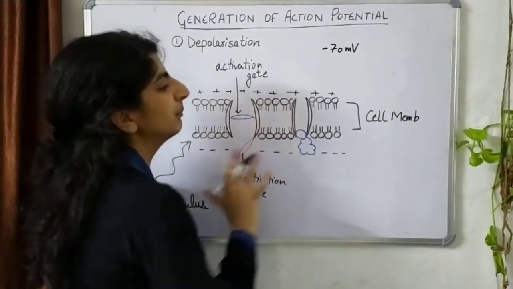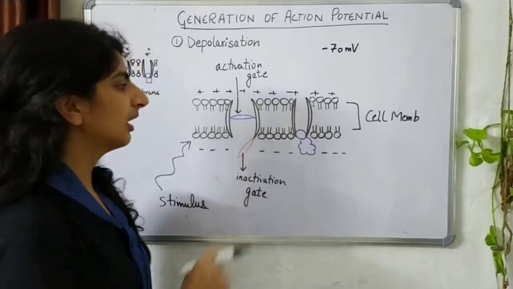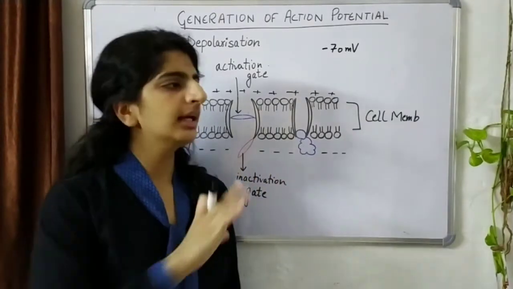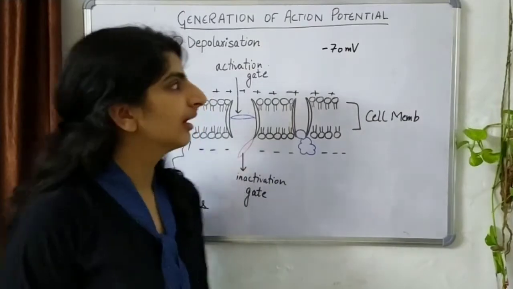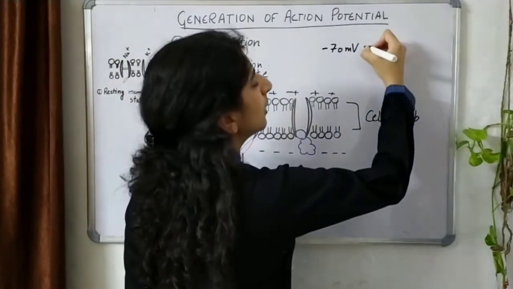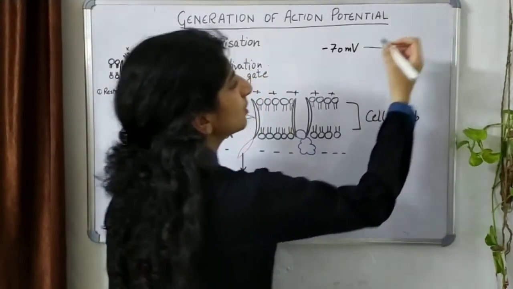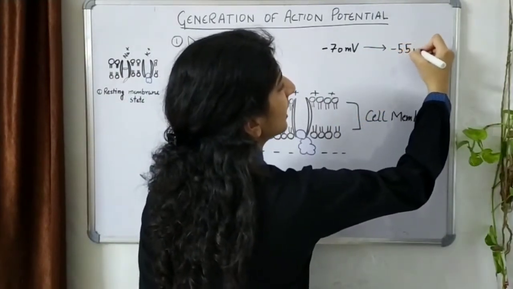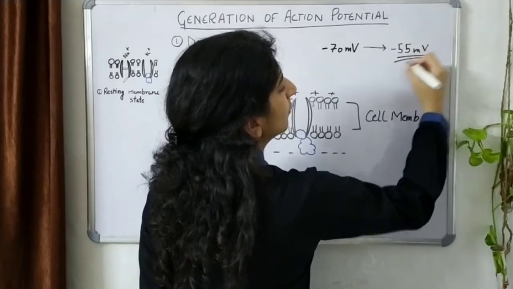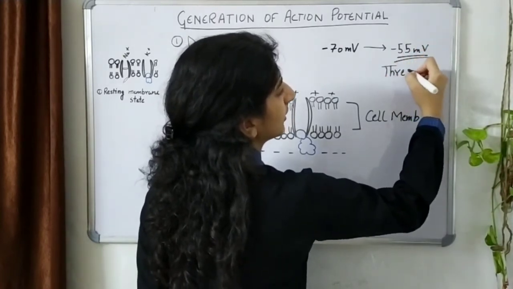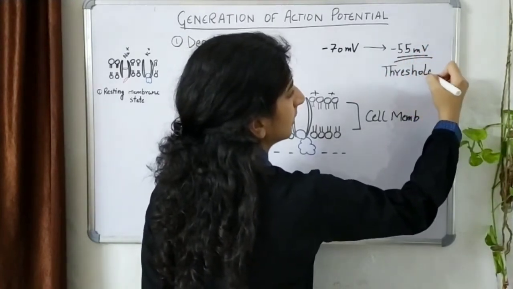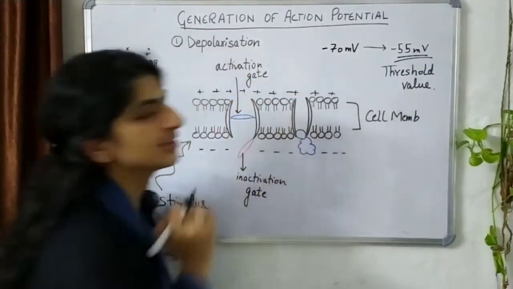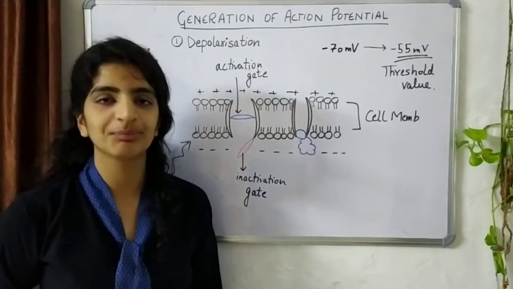The membrane potential will change. If it is below the threshold value, nothing will change in the cell. However, if that stimulus managed to depolarize the membrane to minus 55 millivolt, which is the threshold value, some changes will occur in this cell.